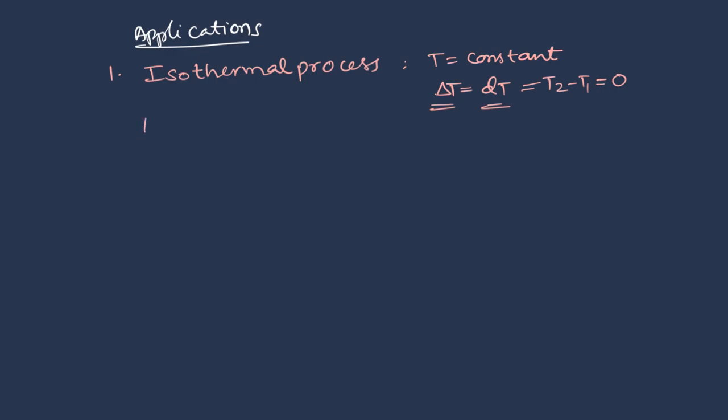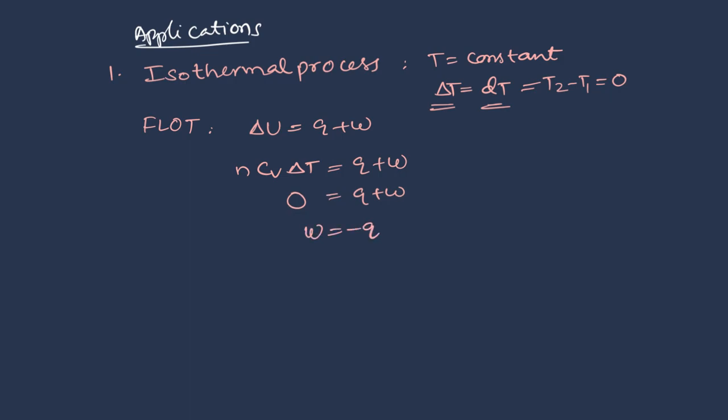Then we know the first law formula: delta U is equal to Q plus W. The formula for delta U is n Cv delta T, which equals Q plus W. Since delta T is 0, the left side is 0, because 0 times anything is 0. Therefore 0 equals Q plus W, so W is equal to minus Q. Work and heat energy are the same, but the sign is changed.